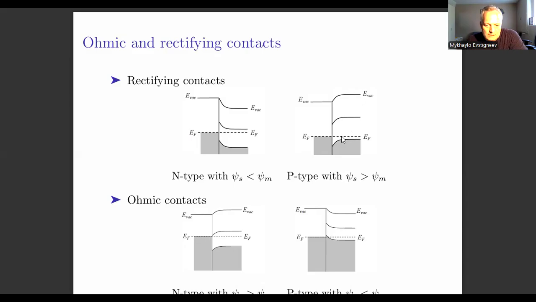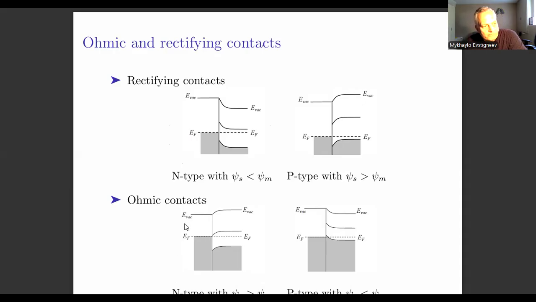If the semiconductor is of N-type, but the work function of the semiconductor is higher than that of the metal, then the semiconductor bands must bend down. And this is the situation in the second diagram from the bottom, in the bottom part of the figure of the slide. In the former case, N-type semiconductor, the work function is smaller than in the metal. The contact is rectifying. In the latter situation, the contact is ohmic.